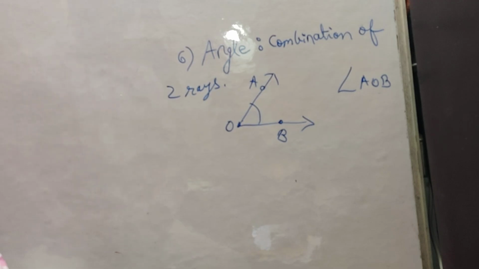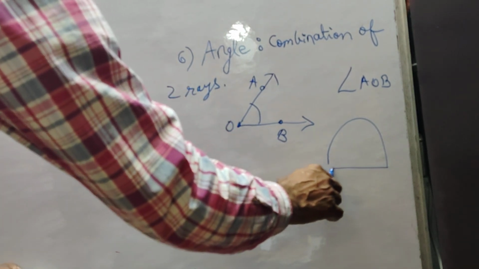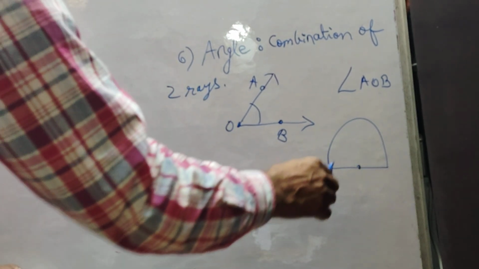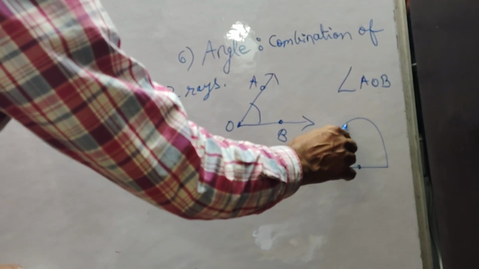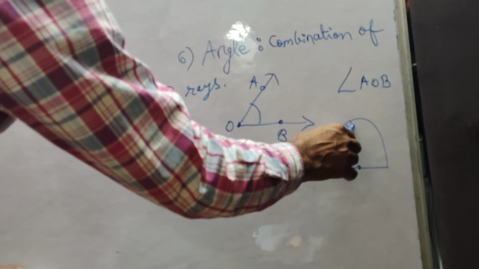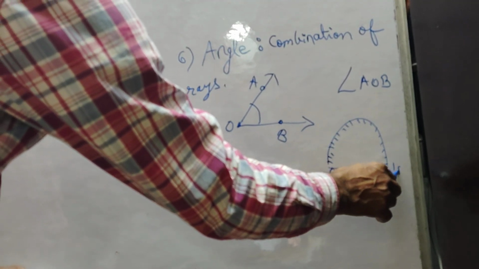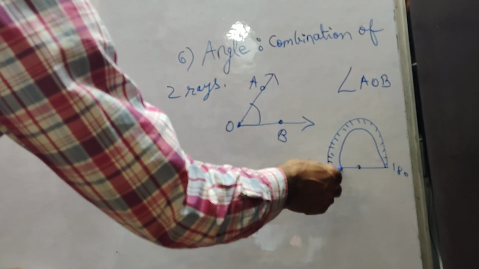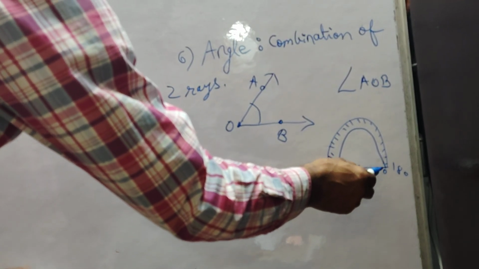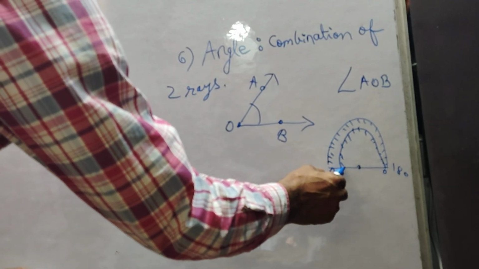So an angle is measured by a protractor. A protractor comes in a D-like shape and it has degrees. Angles are measured in degrees. It starts from 0, then increases in equal parts up to 180 degrees on the other side. So there are two scales in the protractor. The other scale is 0 on the other side, and it increases and then comes to 180.